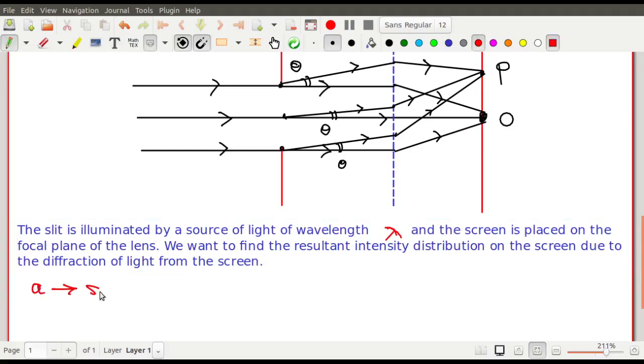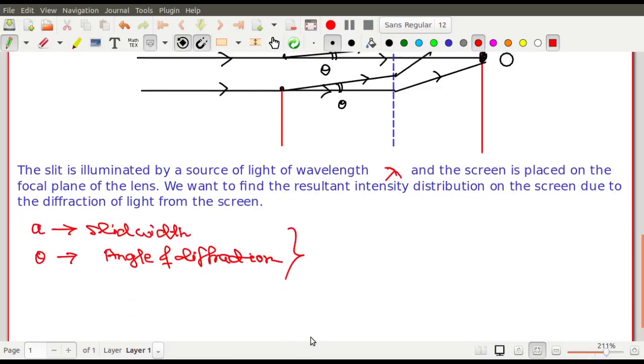A হচ্ছে slit width. This is the width of the slit. That is, how much opening is allowed over here. কতটা opening allow করেছি সেটা হচ্ছে তোমার slit width. That is the slit width over here, right? And theta is the angle of diffraction. Slit width and the angle of diffraction.